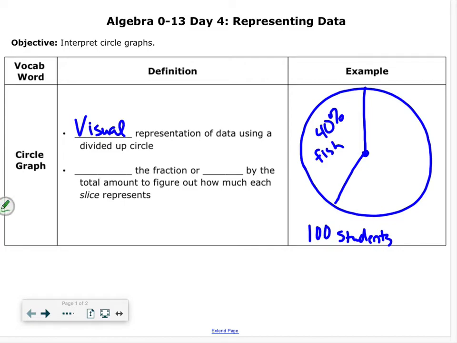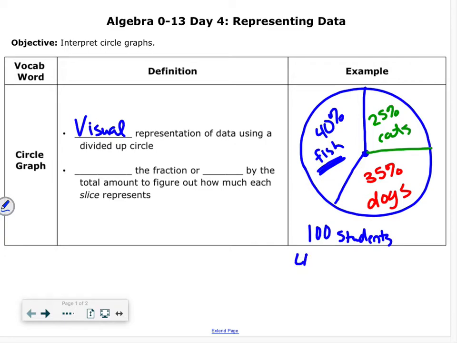And let's say 25%, so not that much, 25% said they had cats, and then the rest, the 35% said they had dogs.